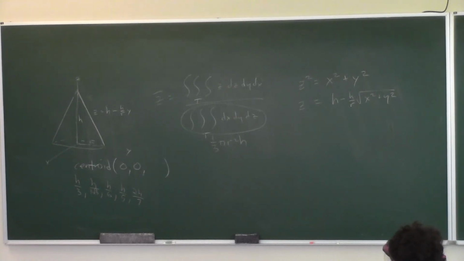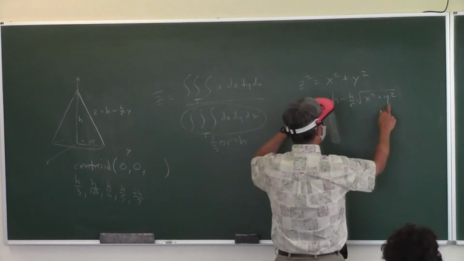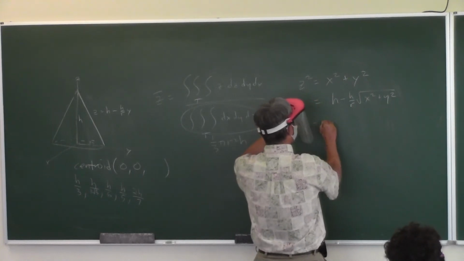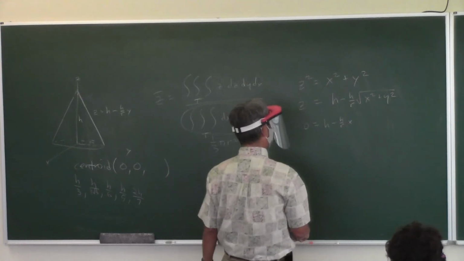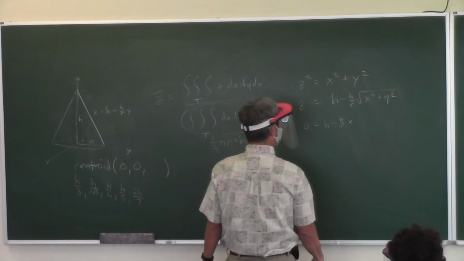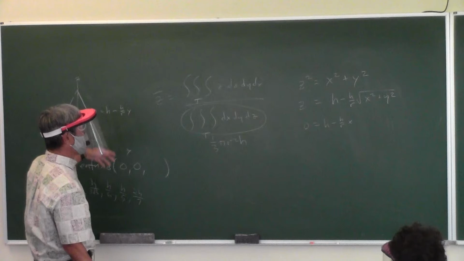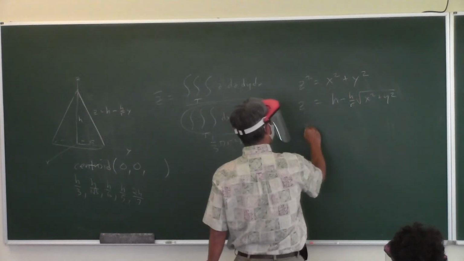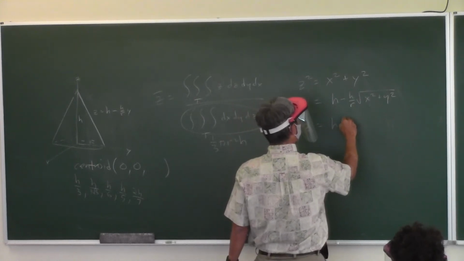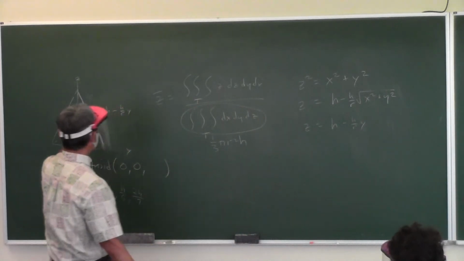Is the x and y intercept r? How do you find the x-intercept? You substitute 0 for z and y. What happens when you do that? 0 equals h minus h over r times x. So you get x equals r. Okay, that works. What about the yz trace? If I plug in 0 for x, what happens? You get z equals h minus h over r times y. Is that what that is?